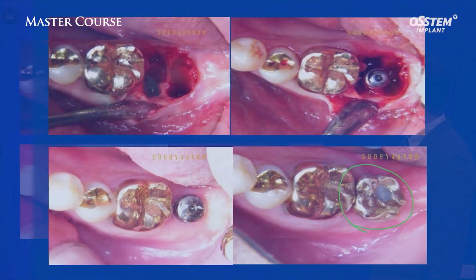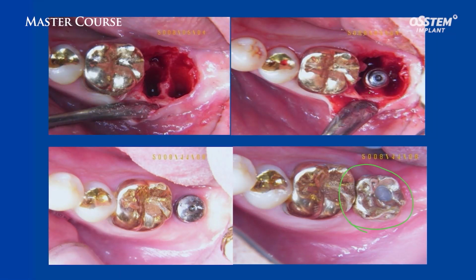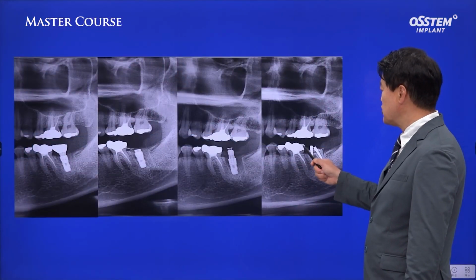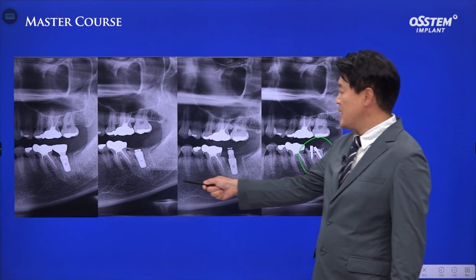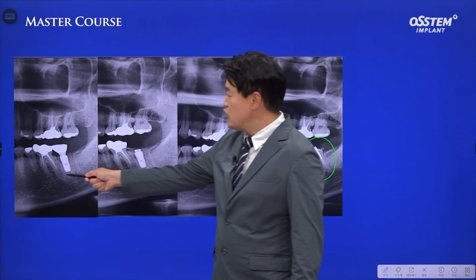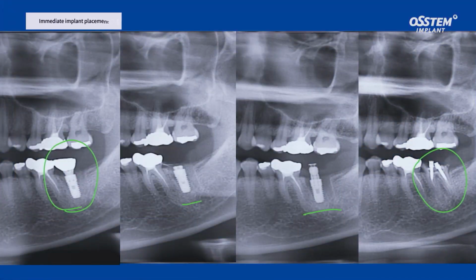If possible, immediate implant placement can be done and provide clinically safe long-term results. This is before extraction. This is before GBR, after GBR, and after prosthesis delivery. You do not need to stick to delayed implant placement. You can get good results using this methodology.